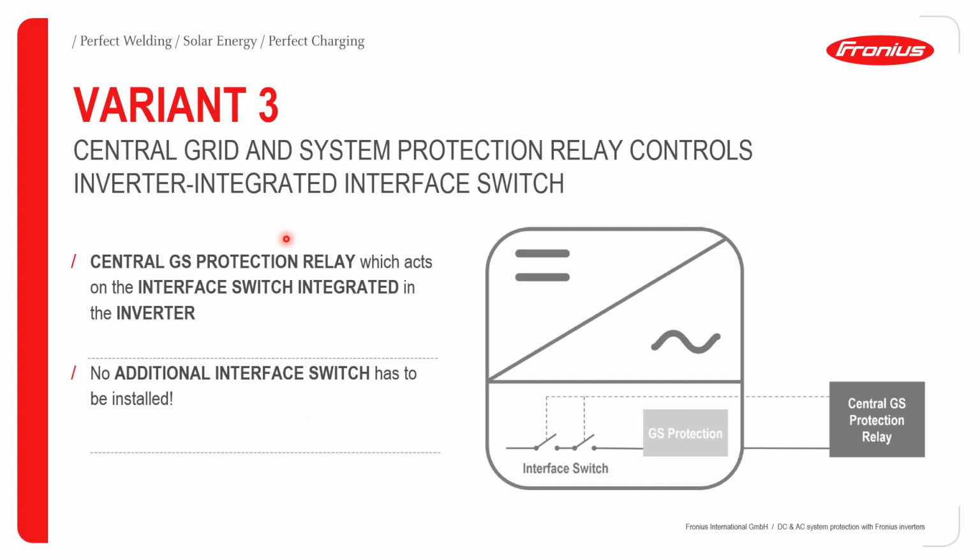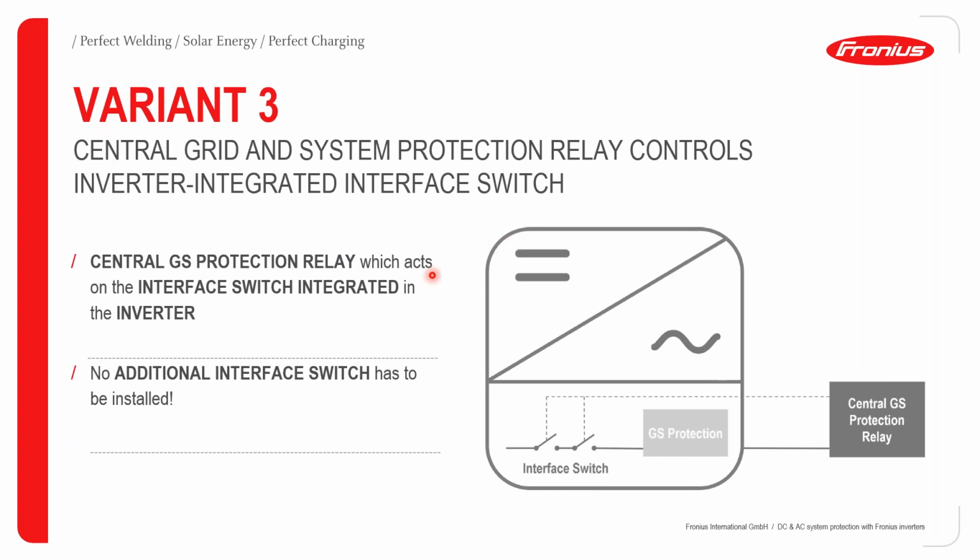Good. So the third variant, in this case, we have a central grid and system protection, that protection relay that controls or acts on the already integrated interface switch, as you can see in this case. And I must say here that this is usually what is implemented with Fronius inverters. So no additional interface switch has to be installed. All you need is the protection, GS protection relay. And then this, of course, is connected to the interface switch already integrated inside the inverter.